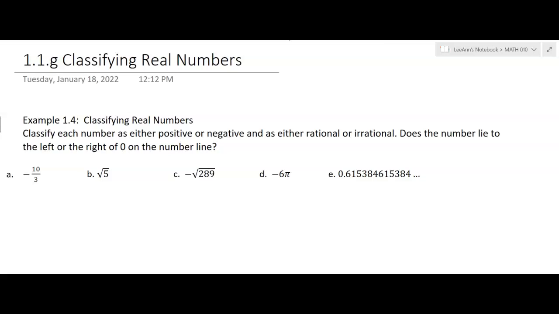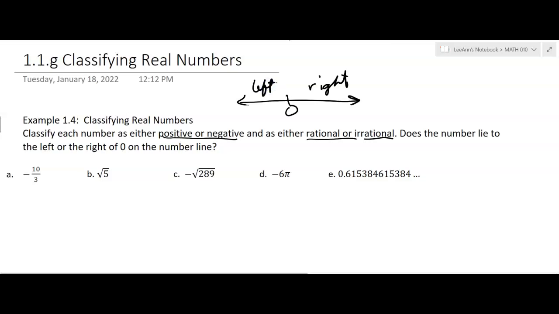Okay, so a little bit of work with real numbers. Classify each number as either positive or negative, as either rational or irrational, and does the number lie to the left or the right of 0 on the number line? So think of a number line. Here's 0, here's to the right, and here's to the left.